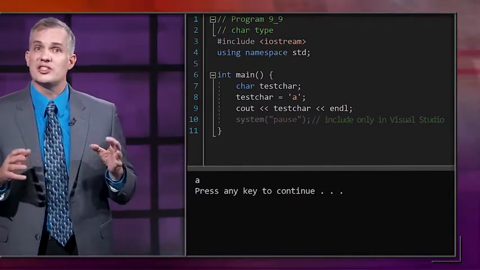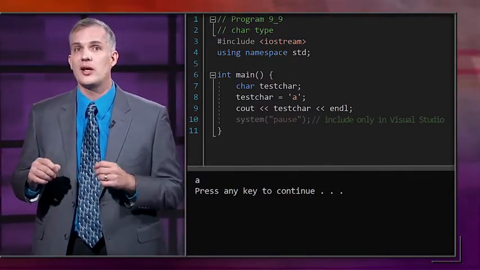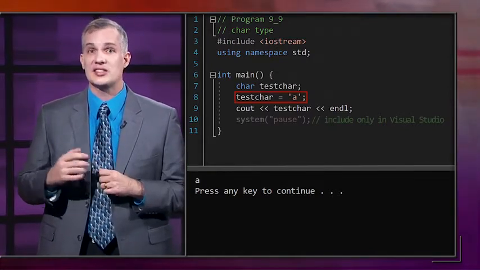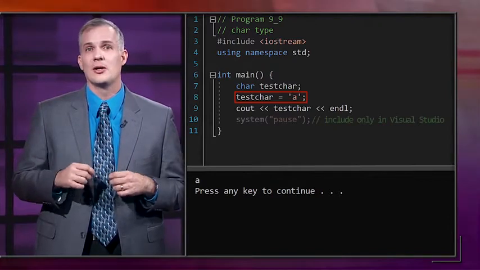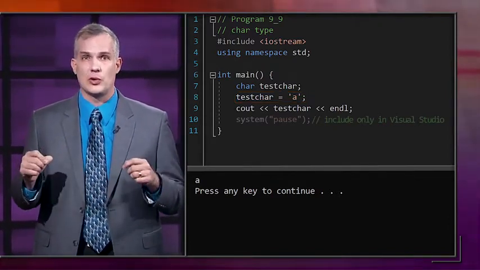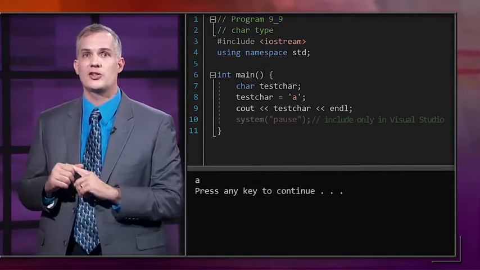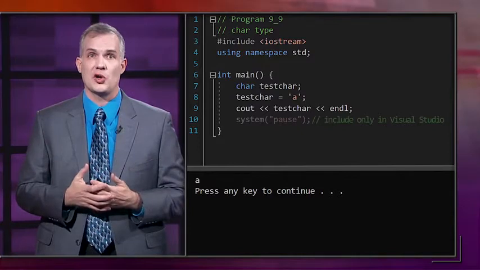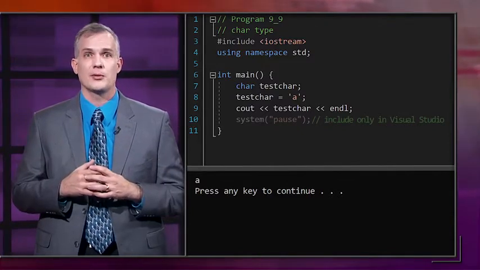Now, notice that for a single character, we enclose that character in single quotation marks. That's the same as the apostrophe key. In C and C++, characters are enclosed in single quotes, and there can be just one character inside. Strings, remember, use double quotation marks, the standard quotation mark.